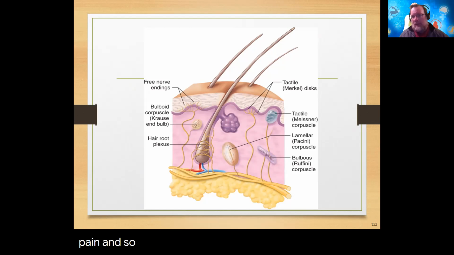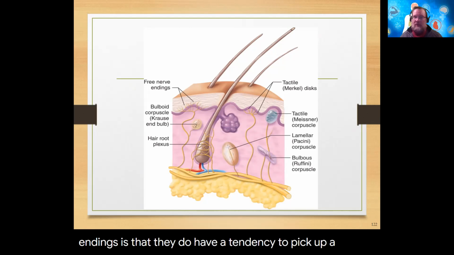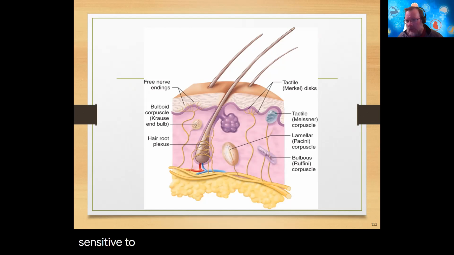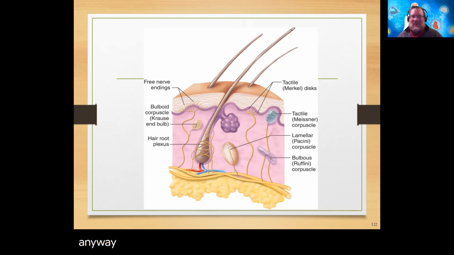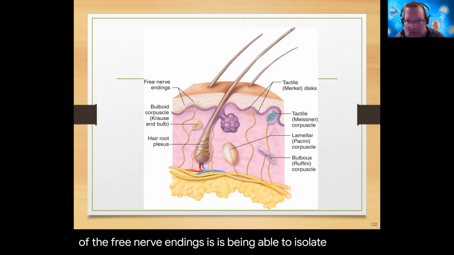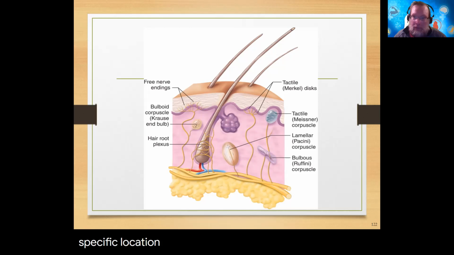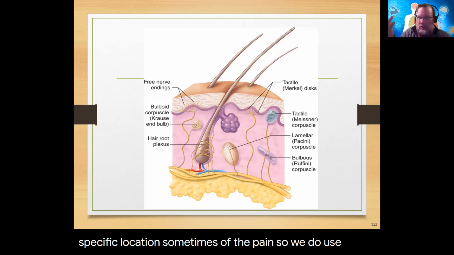So that's a good thing about having free nerve endings, is that they do have a tendency to pick up a lot of information. They pick up a lot of stimuli. They're very sensitive to tissue compartment inflammation. The kind of cons, or one of the downfalls, of the free nerve endings is being able to isolate the specific location sometimes of the pain. So we do use special instruments to try to isolate where the pain may be coming from.